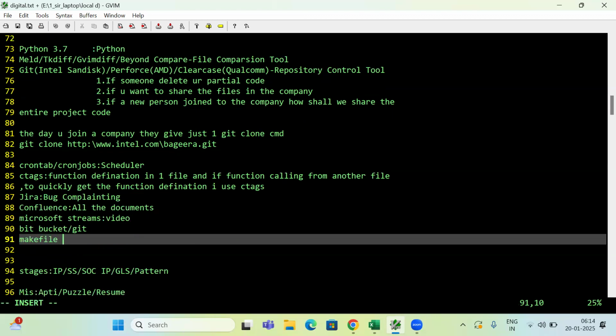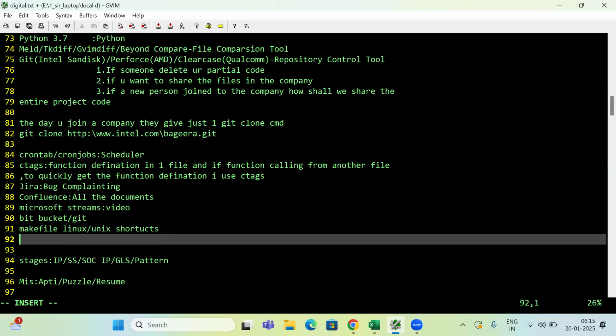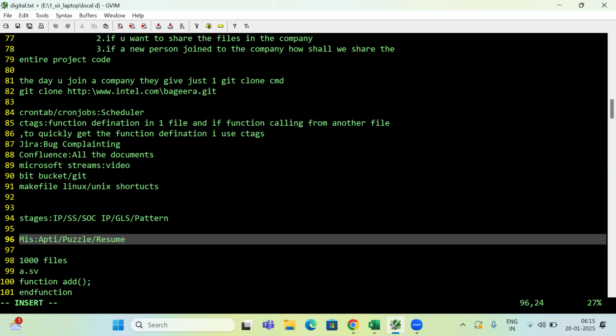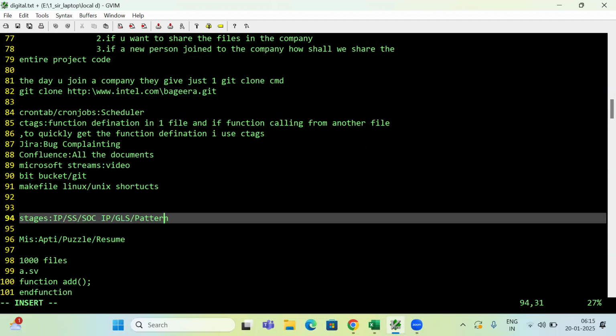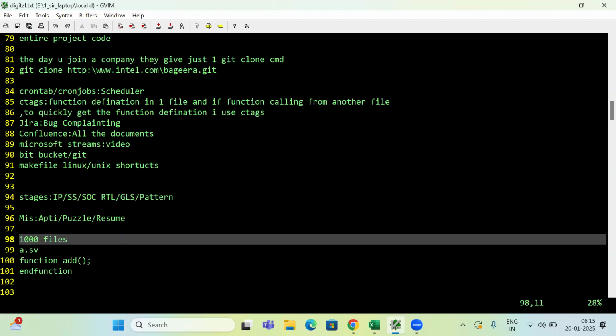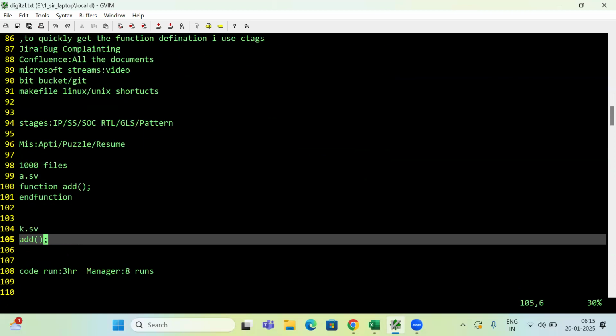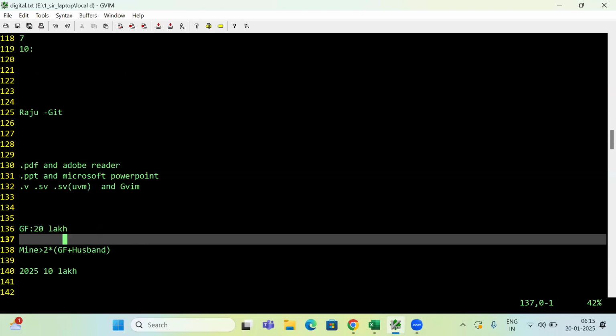Then Linux, you need Unix commands and shortcuts, right? Then stages like IP, subsystem, SoC, RTL, GLS, pattern, everything you need to learn. Then aptitude, puzzles, resumes, that all will be there. Miscellaneous.